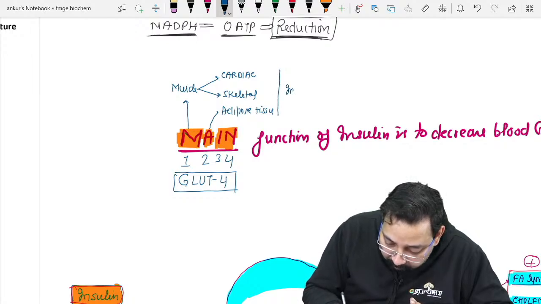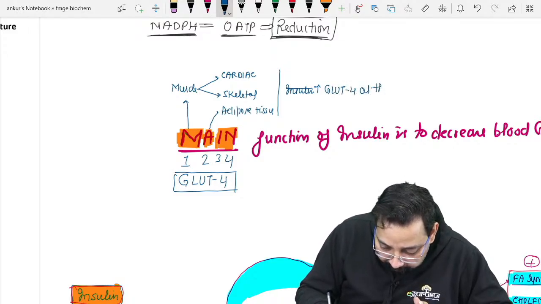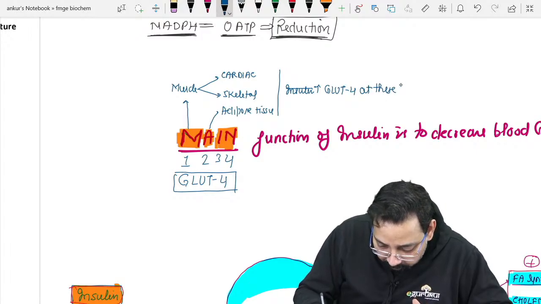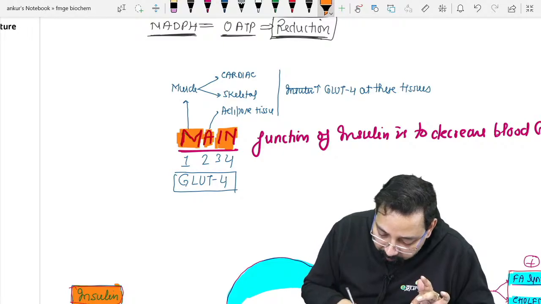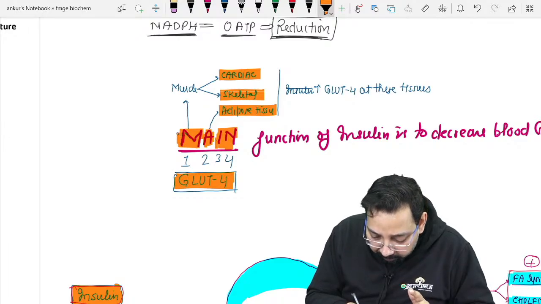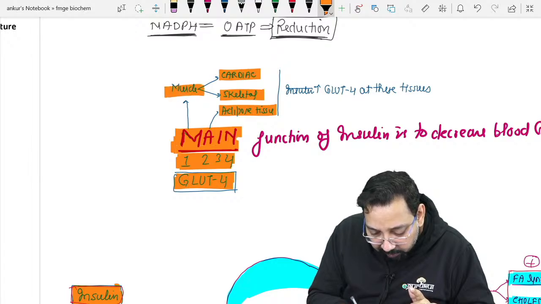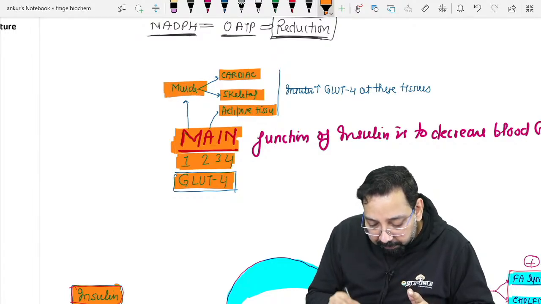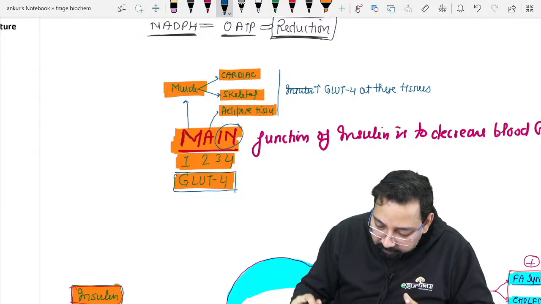Insulin increases glucose transporter 4 at these tissues. Where are glucose transporter 4 found? Cardiac and skeletal muscle, and adipose tissue. You will remember this with the main function: glucose transporter 4, M for muscle, it may be cardiac, it may be skeletal, A for adipose tissue, IN for insulin, and its function is to decrease blood glucose.